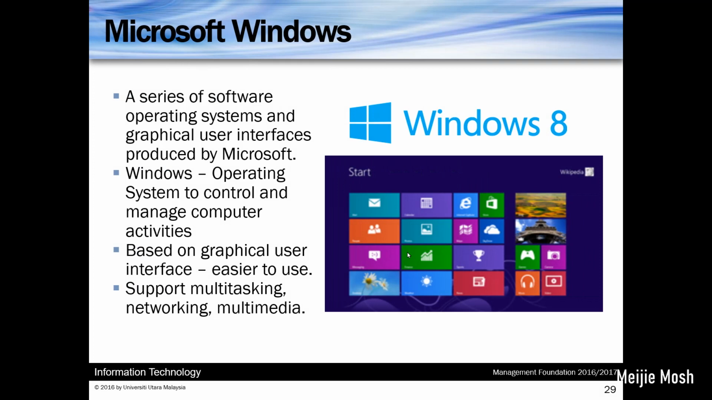For Microsoft Windows, this Microsoft Windows is a series of software operating systems and graphical user interfaces produced by Microsoft Corporation. Windows is an operating system to control and manage computer activities. So it is based on a graphical user interface and is easy to use. Microsoft Windows also supports multitasking, networking, and multimedia.